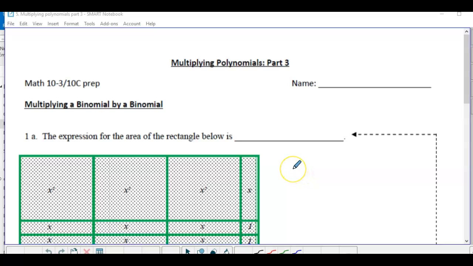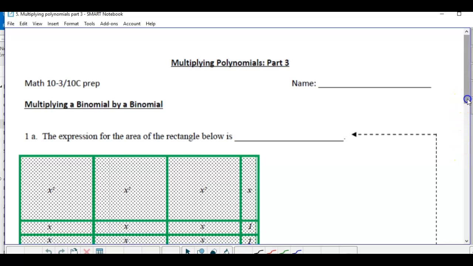Okay, we're continuing with multiplying polynomials, and so today we're going to look at multiplying a binomial by a binomial. So that gets a little bit more complicated, but once we see the pattern for it, remember math is kind of all about patterns. Once you see the pattern, then it's really multiplying a whole bunch of monomials together and collecting like terms. So take a look.